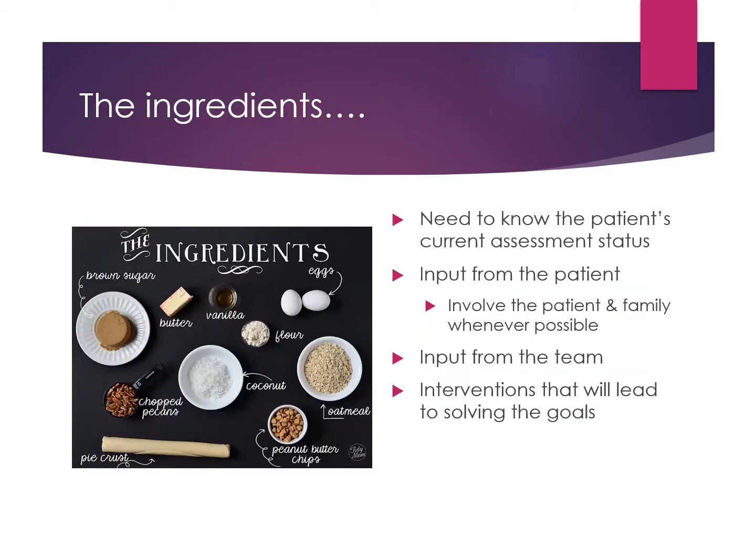So there are several things that need to be included when you're making a care plan and planning care using the nursing process. We need to know the patient's current assessment status. We also want input from the patient because the care plan is about them. We also want to try to involve the patient's family when possible because they will be there to assist the patient. We definitely want input from our team also, the team members that are going to be working together to actually make this patient better and help them get home safely. The interventions that we're going to do on this patient will help to solve the patient's goals.